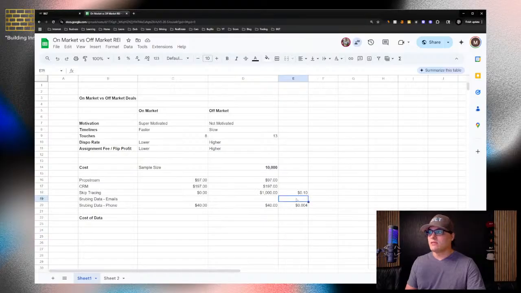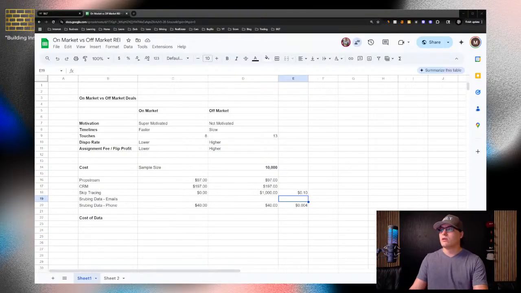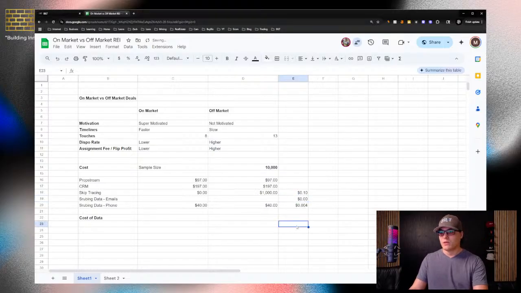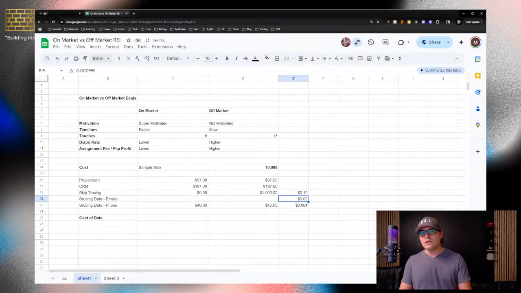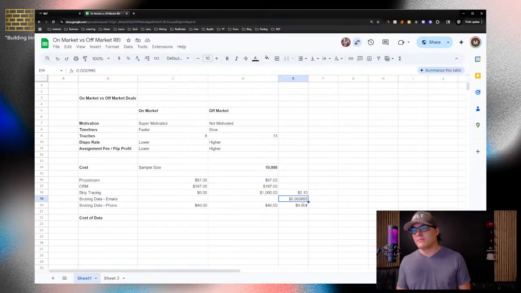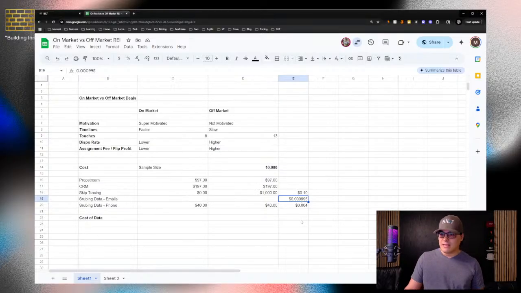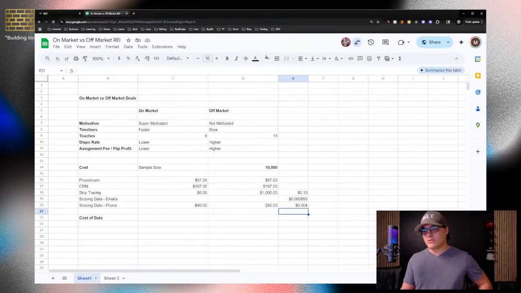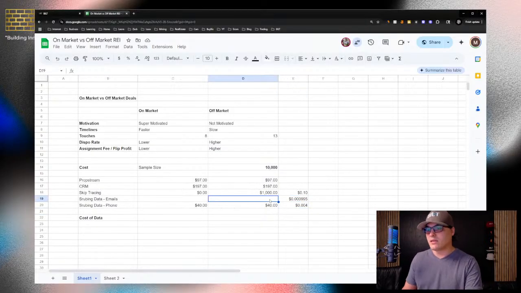But in this instance, for email validation, we use tools like Bulk Email Checker. So I'm actually just going to copy this over from Bulk Email Checker. Essentially, to validate an email, it's actually not that expensive. I don't even know what this is, not even a ninth of a cent. So it basically doesn't cost anything. 10,000 leads would probably be around $10 or something. So it's not a significant cost.